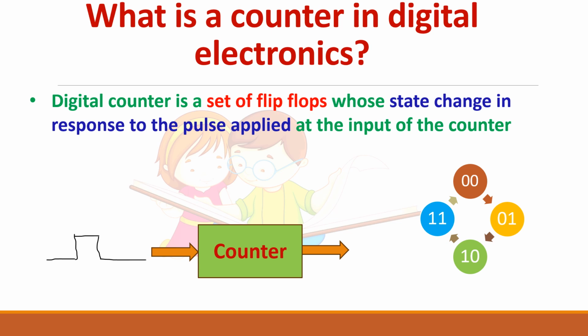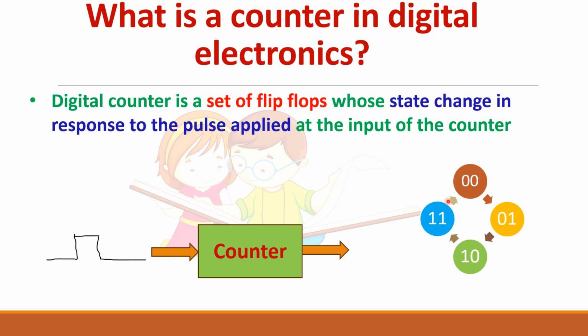So what is a counter? It is basically a set of flip-flops which will change its state based on the number of events occurring. For example, if I give a pulse to the counter, this pulse will be considered as an event and the counter will count. These four things are called the states of the counter, that is 00, 01, 10, 11. So this is called the four states of a counter. We can design a counter for any number of states. Here I am showing only four states.